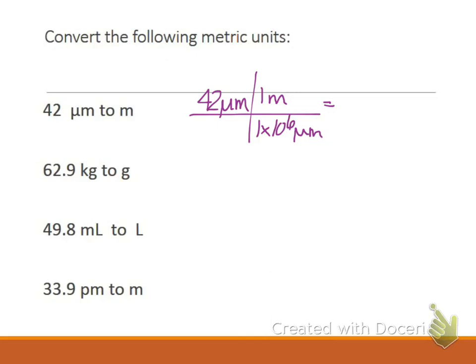Why is it to the 6 and not the negative? Because the conversion rate is positive. So it should be that. That's how many meters are in a micrometer.